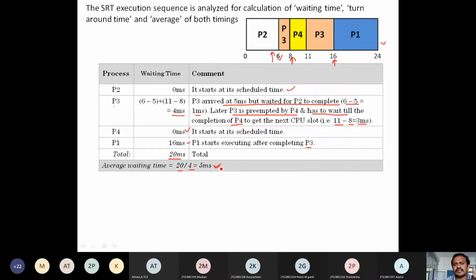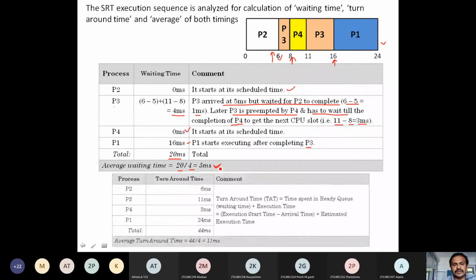Minimum, how much time any process has to wait. If any waiting condition comes, wait time comes. So minimum it is 8 milliseconds. Then we need to calculate another value: when the process is going to complete its process, at what time of the system it is going to complete. That is known as turnaround time. So the turnaround time is calculated like this.